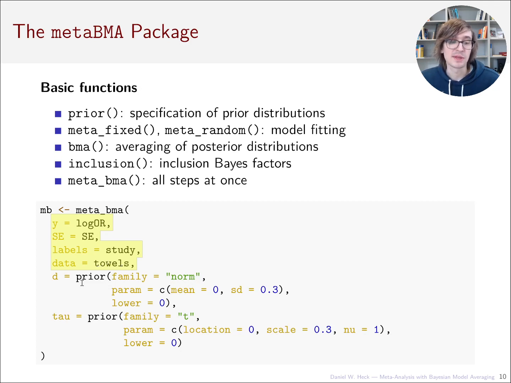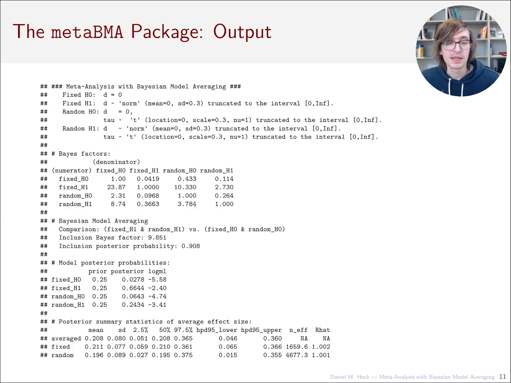And then you have to specify a prior for the overall effect size here. And here you see it's a normal distribution with mean 0 and standard deviation 0.3, truncated at 0. And on the bottom, you see the prior for the heterogeneity. The output is rather large. There's a separate tutorial video that explains all of this, but essentially you get Bayes factors, you get model-averaged results, posterior probabilities, and estimates for the parameters.